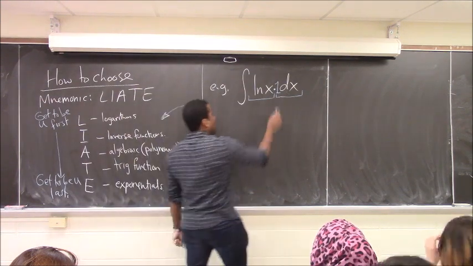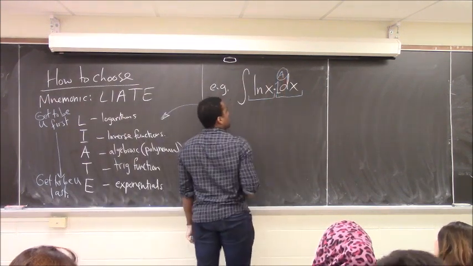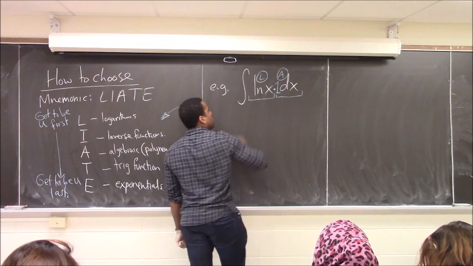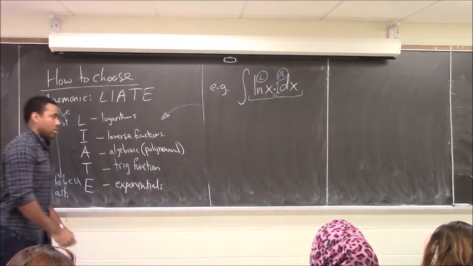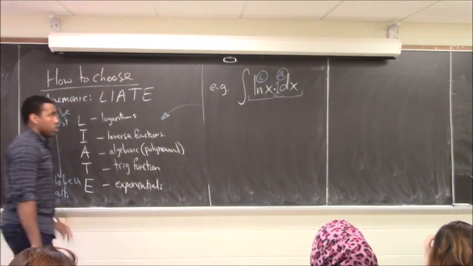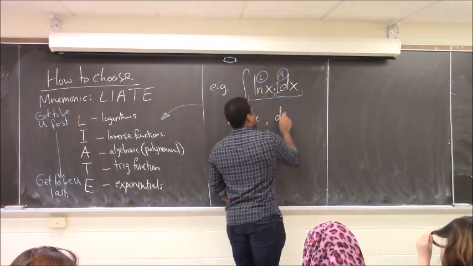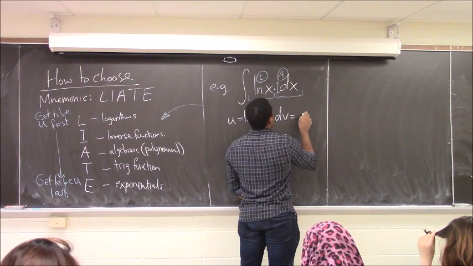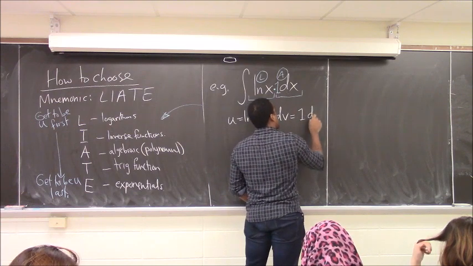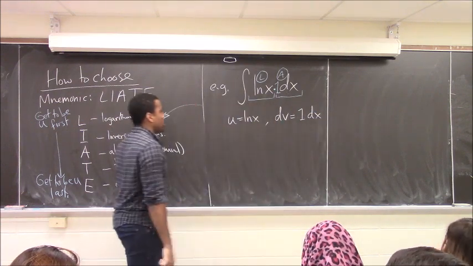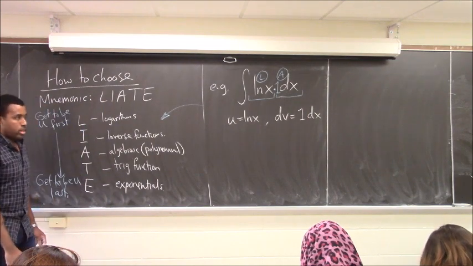In that case, the 1 would be an A, the ln would be an L, and according to LIATE, the L would get to be the U. So you would set u equals ln x, and you would set dv equals 1 dx. So you choose your u and dv like that.